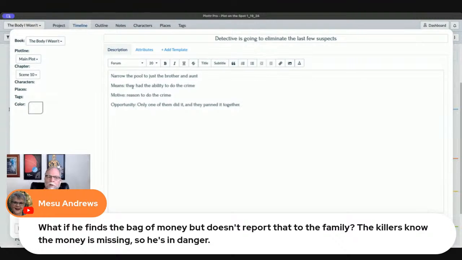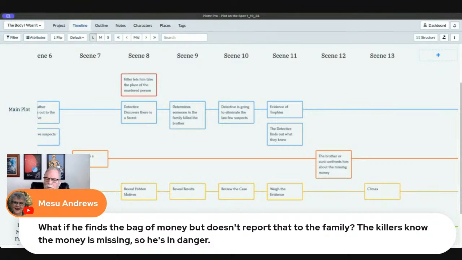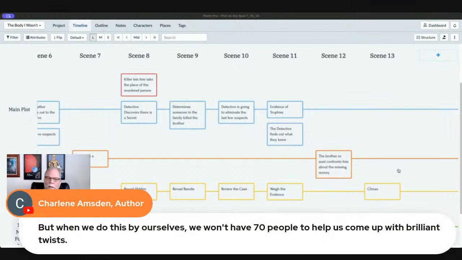Now, probably only one of them did it and they planned it together. So probably the other brother is the one that did that. Okay? Does that make sense to everybody when we narrow that down just before we get to the climax?